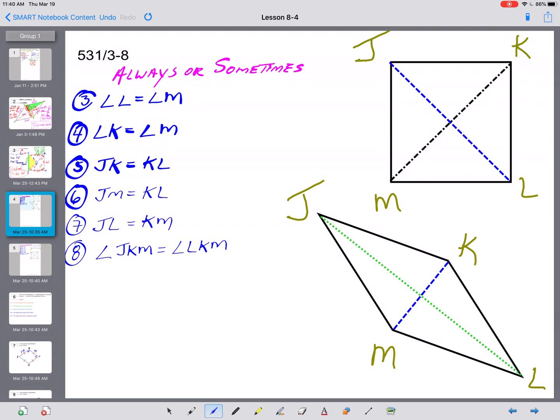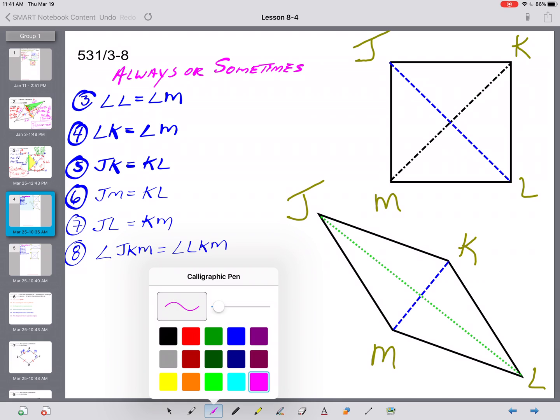We've got numbers 3 through 8. They said for any rhombus JKLM, we know this is a rhombus, whether the statement is always or sometimes true. Well, look at our two pictures. They're both rhombuses. The top one is a rhombus. I know you're going to say it's a square, but remember, all squares are rhombuses. The bottom one is also a rhombus. So we have to take a look at both of those pictures.